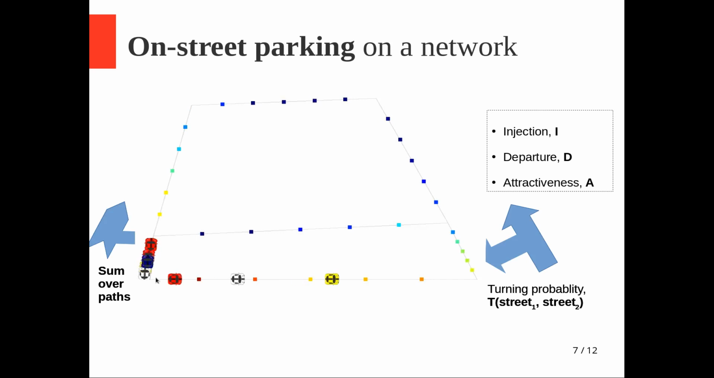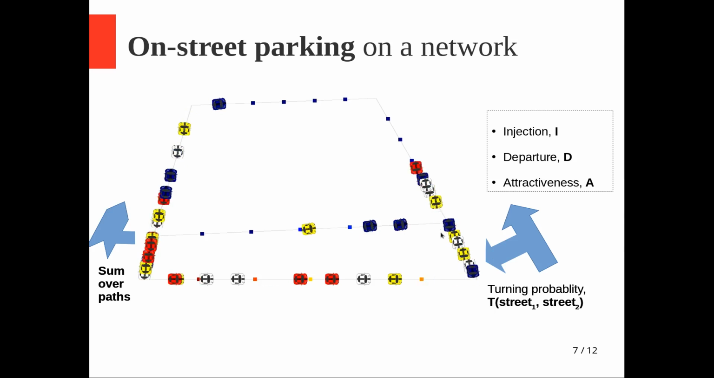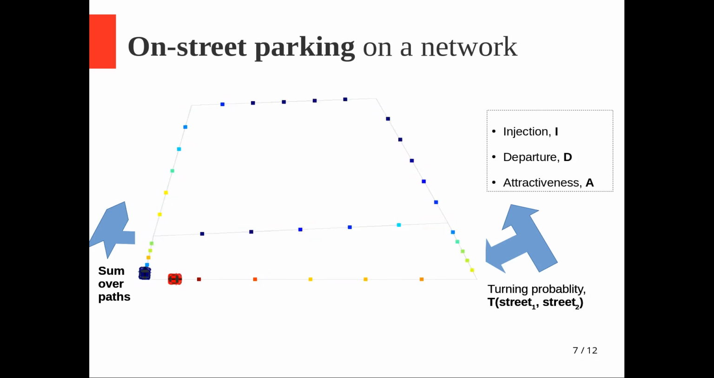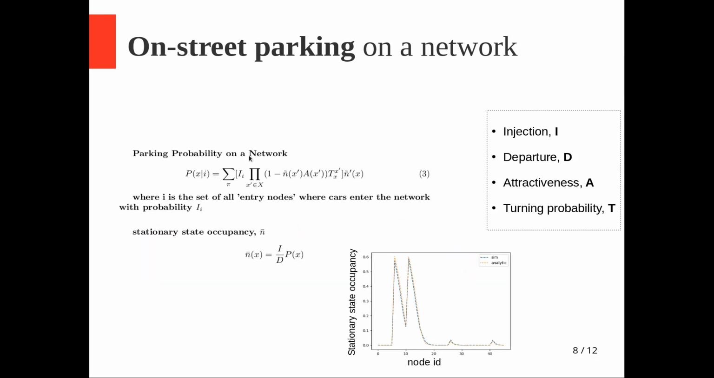To solve this for the equilibrium occupancies, we need to add two more ingredients. One, wherever there's a fork in the road, we need to specify the relative probabilities of a car turning one way versus the other way. And wherever there's a merge, we need to sum over all the possible paths that a car could have taken. For example, here this car could have come straight up or gone around this loop like this.